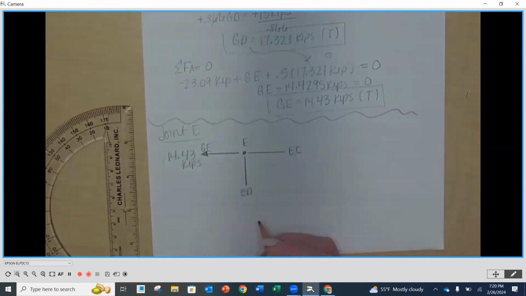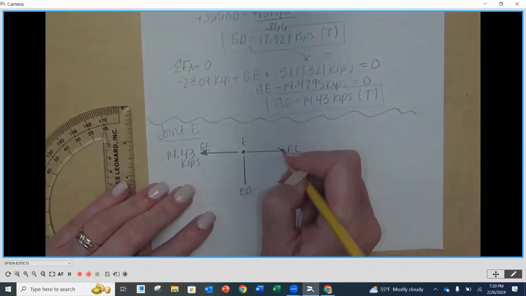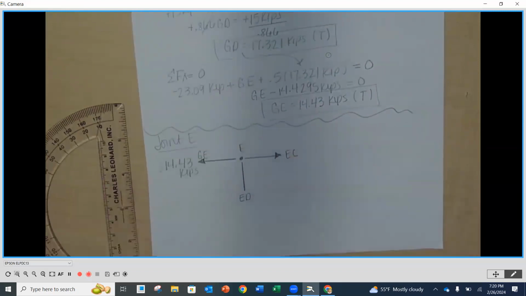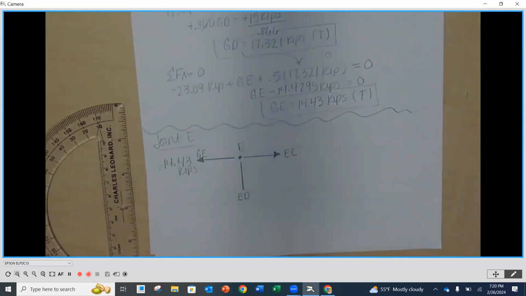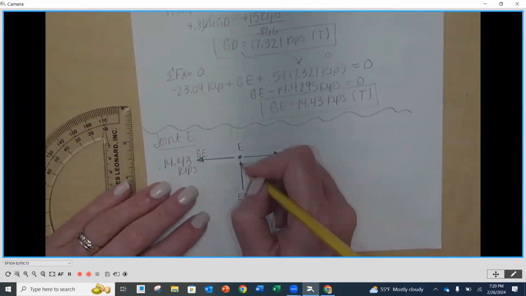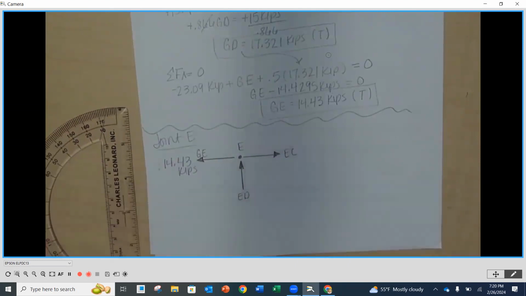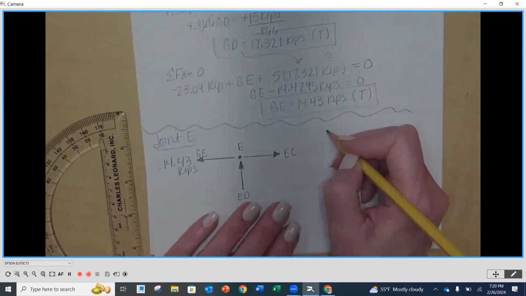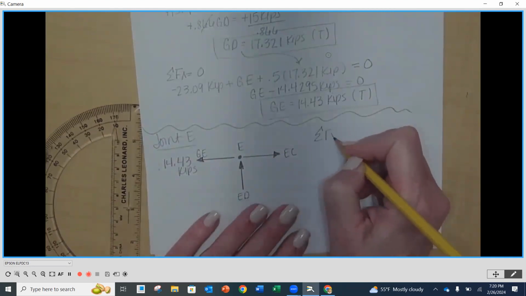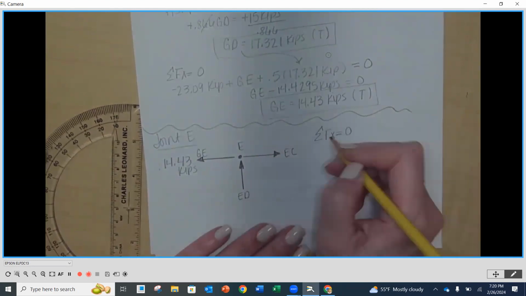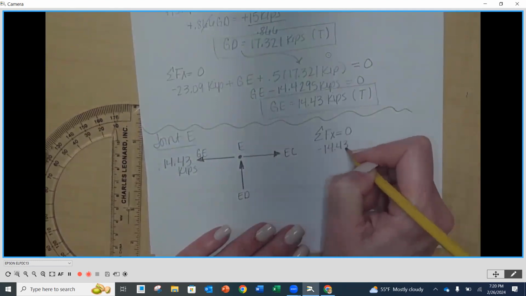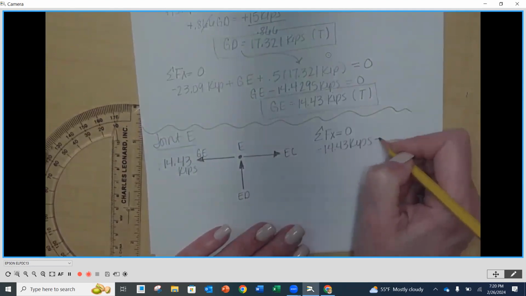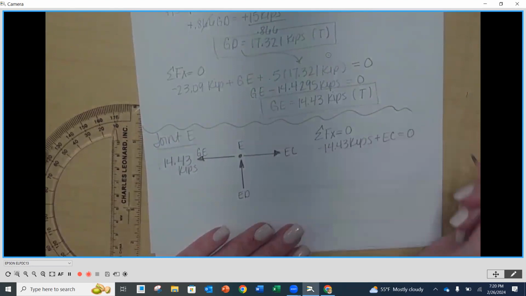Now, since that's going over to the left, then EC, the only other force, is going to have to go to the right. And then ED doesn't have anything opposing it, so I'm going to show it going up. It really doesn't matter if I'm going up or down. To solve for EC, sum the forces in the X because it's a horizontal force. I've got negative 14.43 kips plus EC equal to 0.